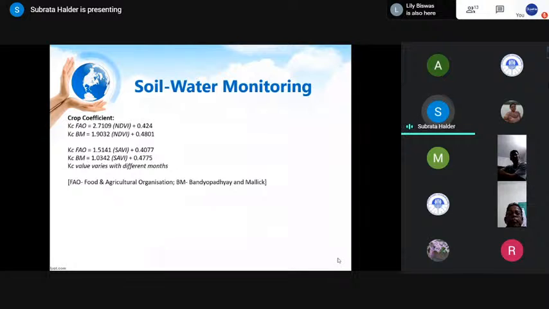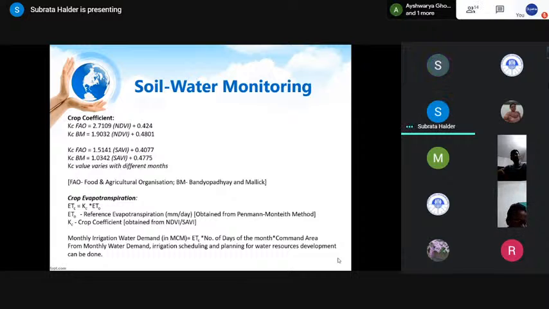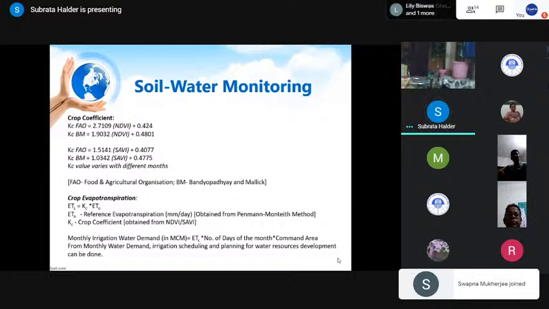Soil water monitoring. These crop coefficients are used for soil water monitoring, and from this crop coefficient, crop evapotranspiration is calculated. And from this crop evapotranspiration, monthly irrigation water demand is calculated. And from monthly water demand, irrigation scheduling and planning for water resource development can be done. So satellite data is very useful for irrigation.